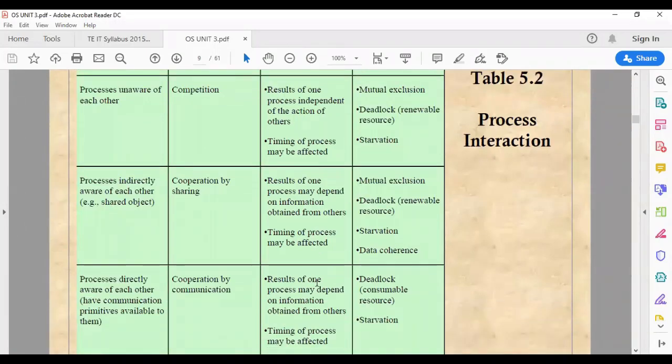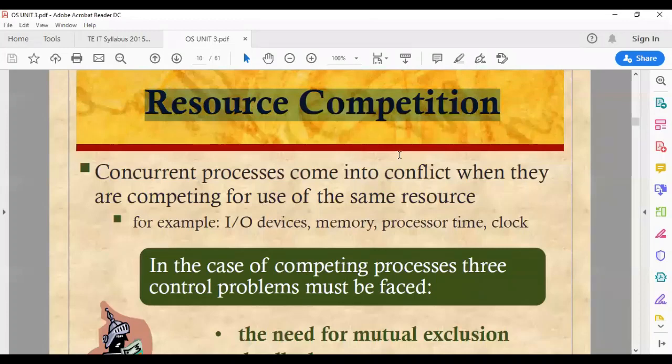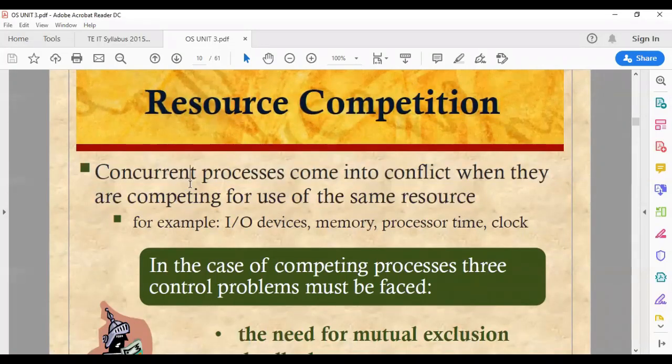Now we'll go further. We'll study this in the second part. Before that, resource competition: how will processes compete for the resource? Concurrent processes come into conflict when they are competing for use of the same resource. Each and every process is competing for the same resource, for example, I/O device, memory, processor time, and clock. So multiple processes are competing to get the resource.